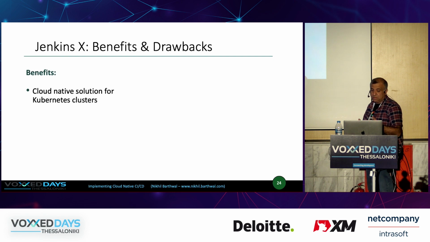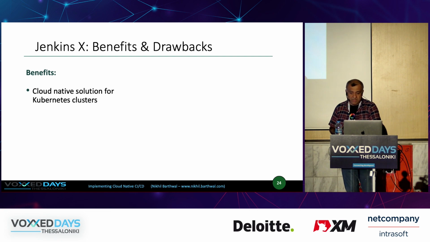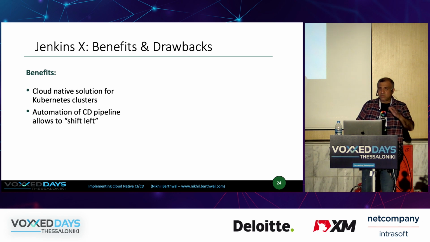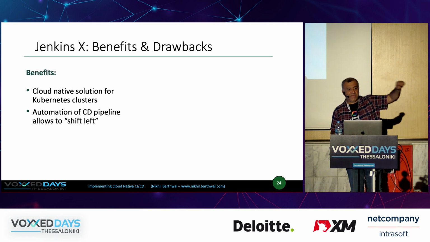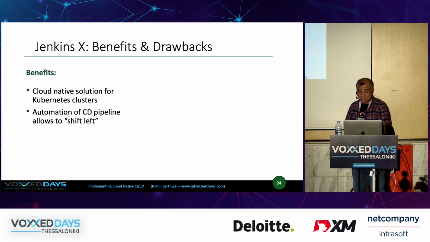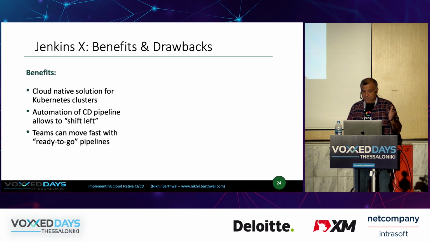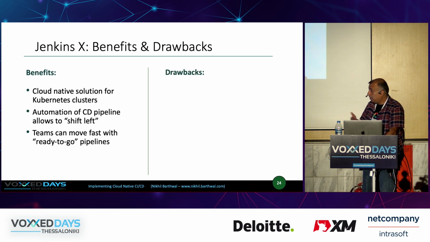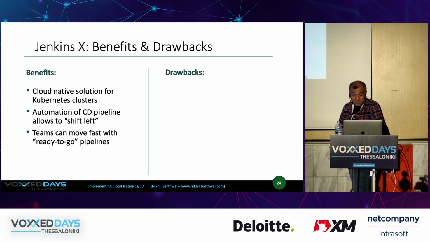First of all, the big benefit: this is a cloud-native solution, with out-of-the-box support for Kubernetes, right, which is something Jenkins really doesn't have. And then automation of the CD pipeline, right? So we have this philosophy of shift left, which ties to the philosophy of being agile, right? You want to detect if something is wrong as early as possible. So shift left. Jenkins X supports that. And then you have ready-to-go pipelines for a lot of common tasks like building, etc. Because if you're using standard build tools, you will have ready-to-go pipelines for that. But obviously, with some benefits, there will come some drawbacks.